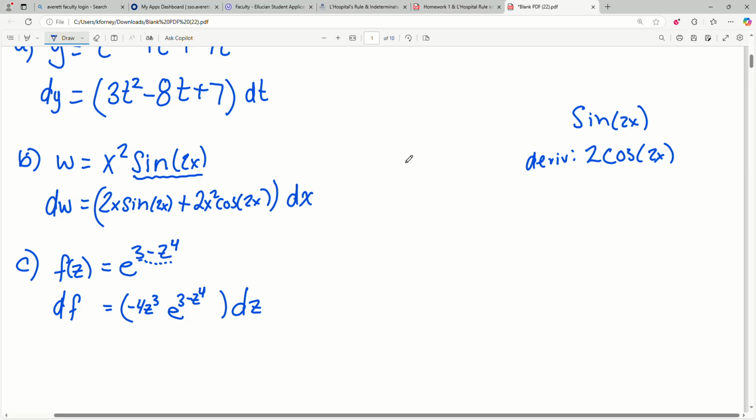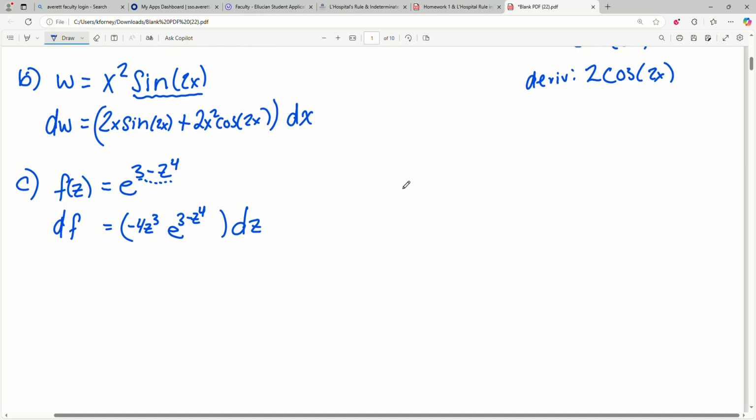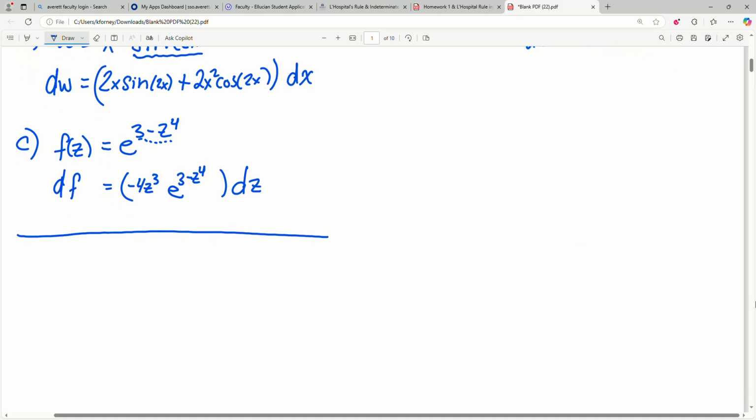Okay, so there is a nice application to differentials. So let's take a little look. And you will use some of this in Calculus 3.